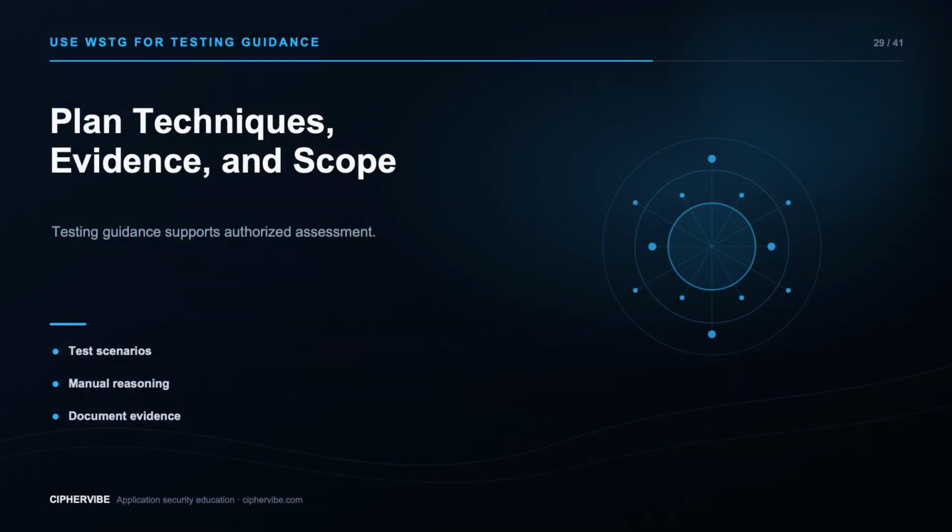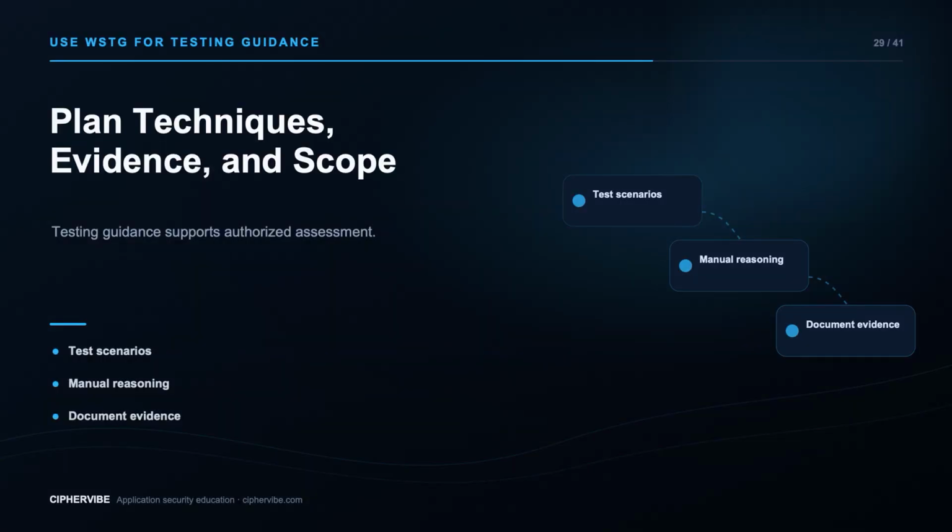Use the Web Security Testing Guide when authorized testers need structured ideas for evaluating web applications. It supports test planning and manual reasoning. It is not permission to test systems you do not own or lack written authorization to assess.